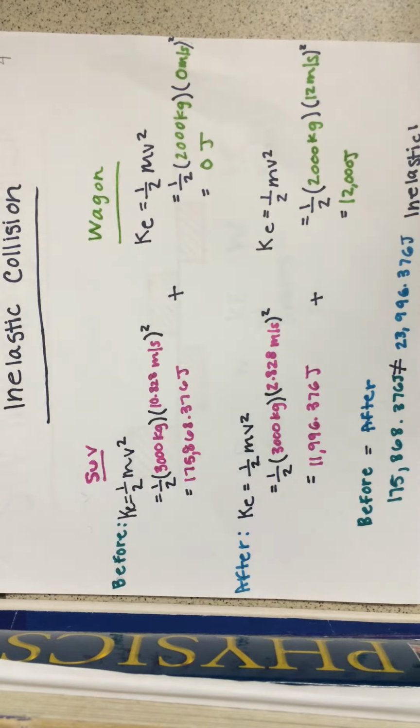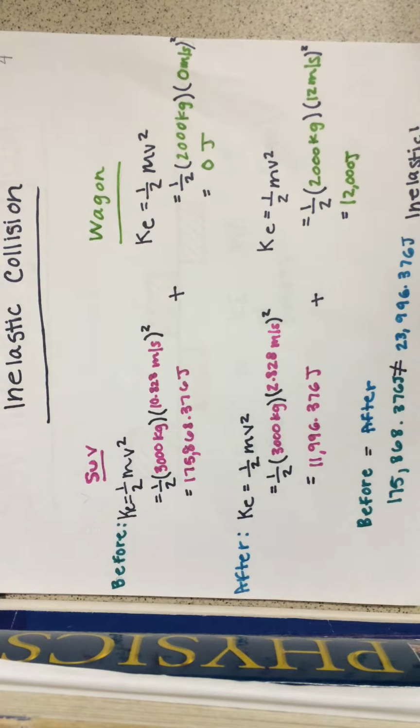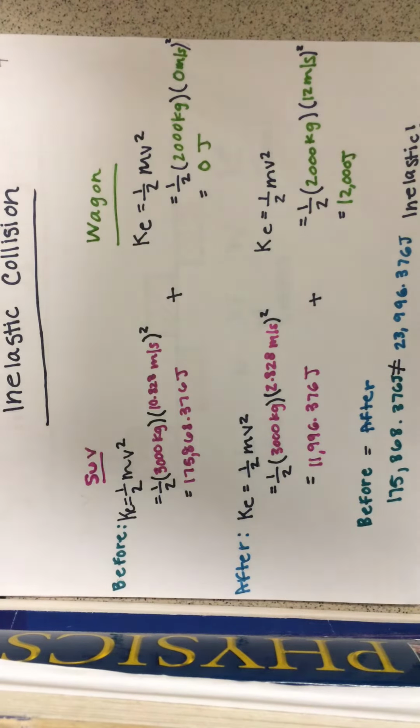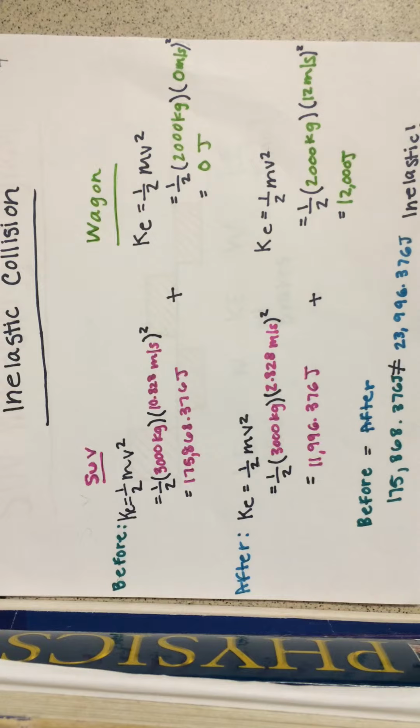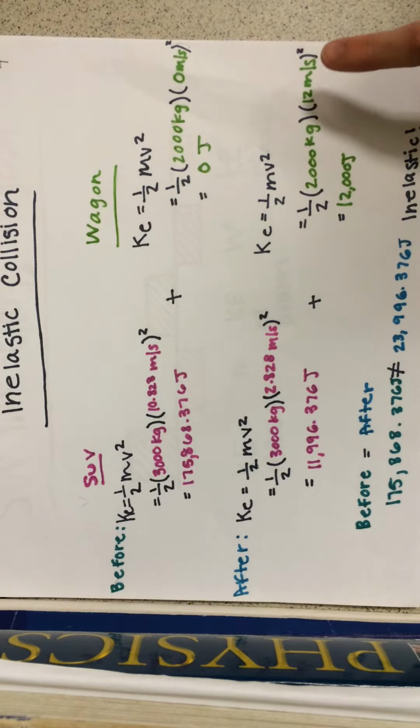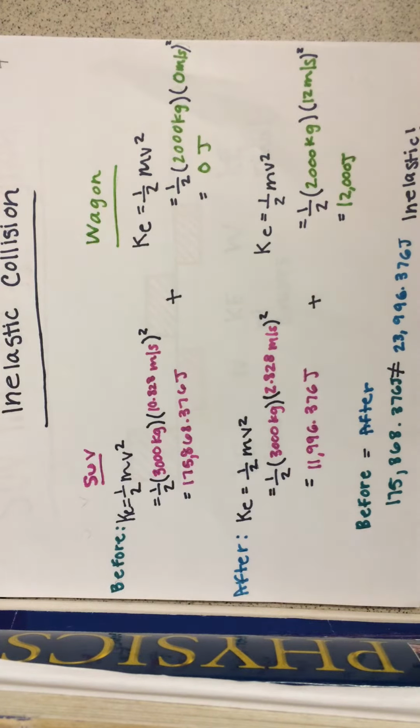The mass of the wagon is 2,000 kilograms. The wagon was stationary before the collision, therefore the velocity is 0. Since the velocity is 0, the kinetic energy is 0 as well. The mass for the wagon is still the same after the collision. The velocity increases due to the force of the SUV, causing it to be 12 meters per second. The kinetic energy after the collision is 12,000 joules.